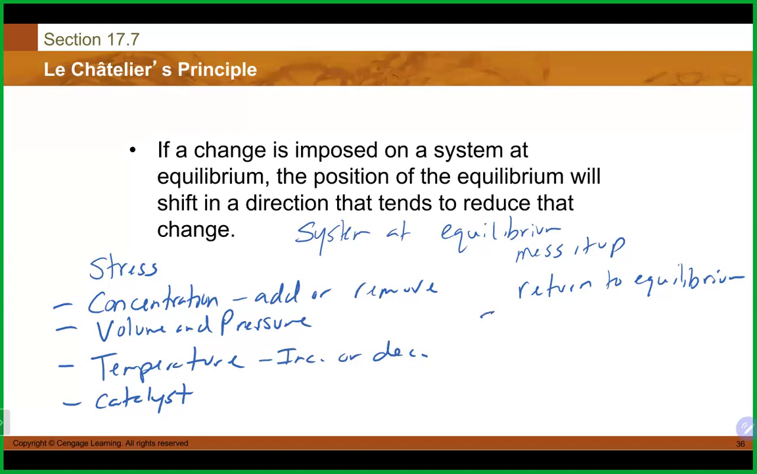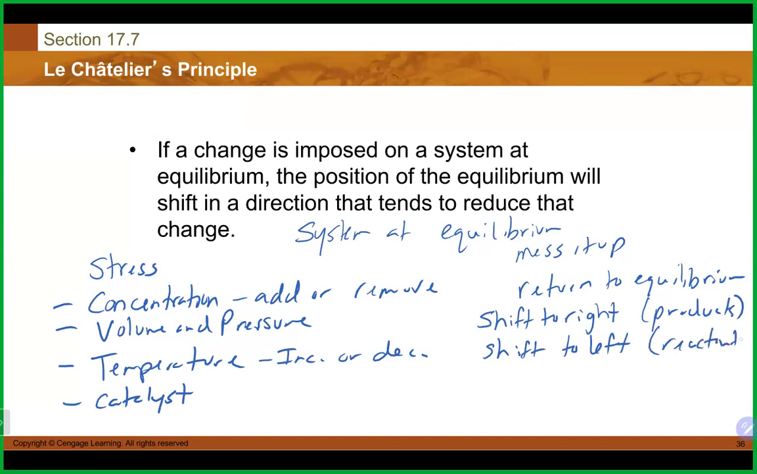Sometimes people refer to it as it will shift to the right, and if it shifts to the right, you're basically going to make more products. It will shift to the left, and if you shift to the left, you'll make more reactants. And lastly, even though you did something to it, there are a few situations where nothing's really going to happen. There's going to be no change.